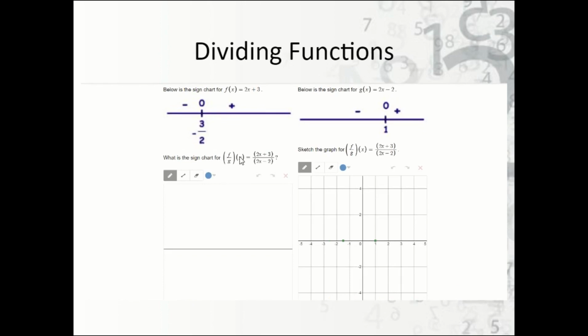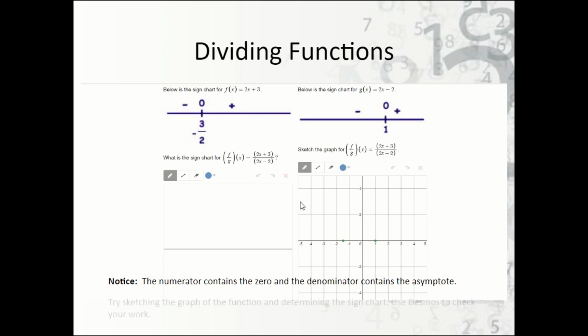Now dividing is no different, but now we know we're going to have an asymptote here. So wherever this becomes 0, whatever we need to plug in for x to make this 0, that's going to create an asymptote. So we should have an asymptote there. And then we can try sketching the function and determine the sign chart. We can use Desmos to check our work for this as well.